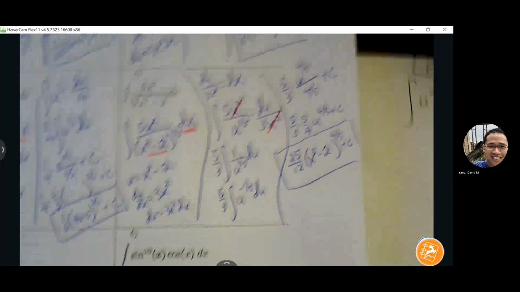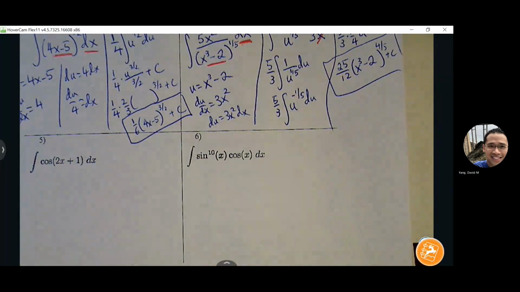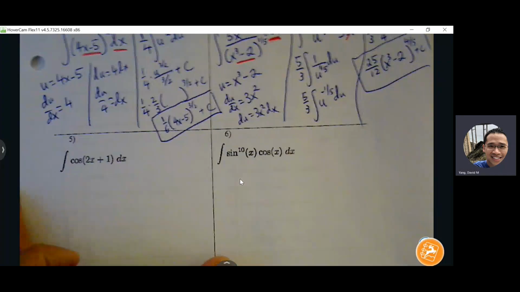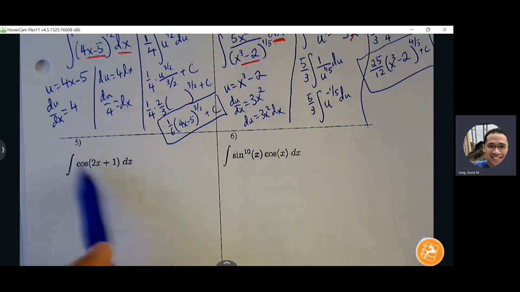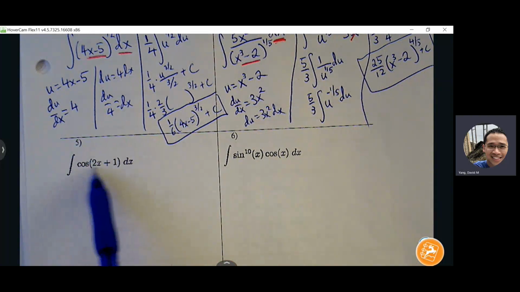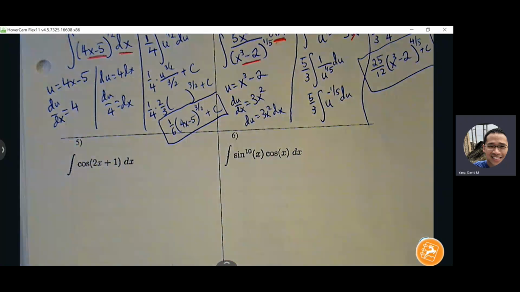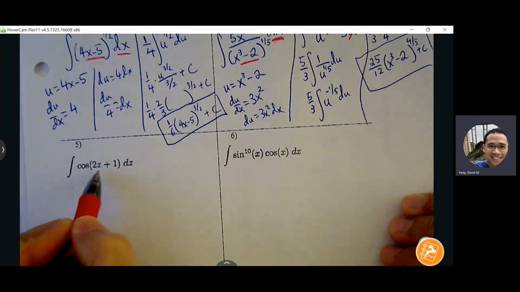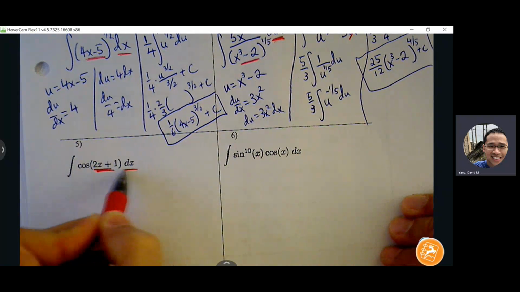Okay. Number 5. We have a cosine rule, but not cosine of 2x plus 1. So it should be pretty easy for us to identify the u value here.